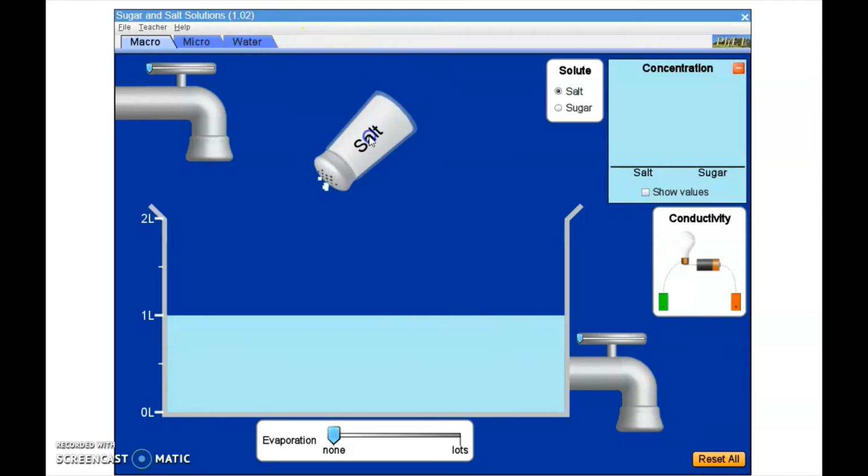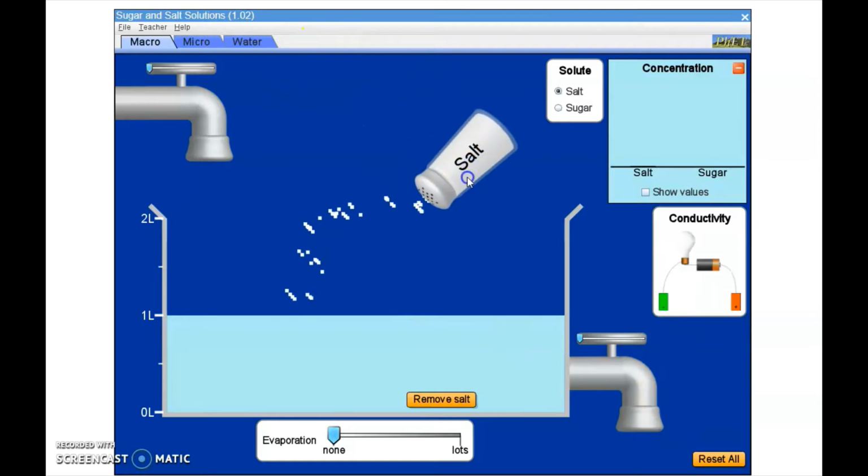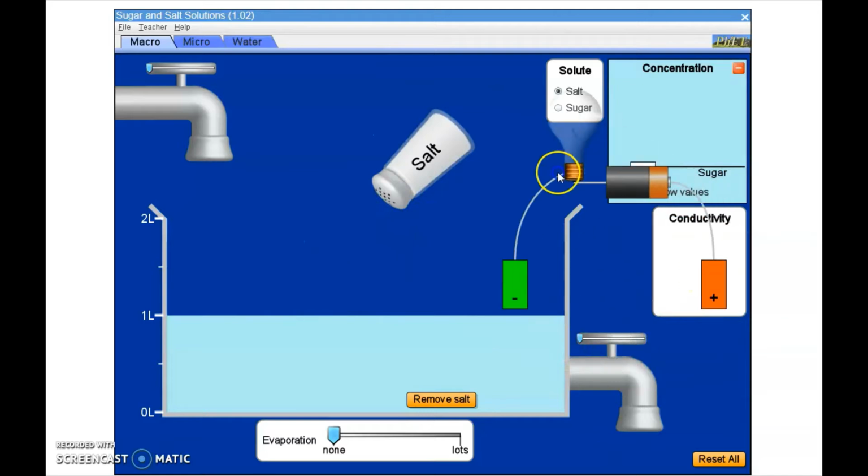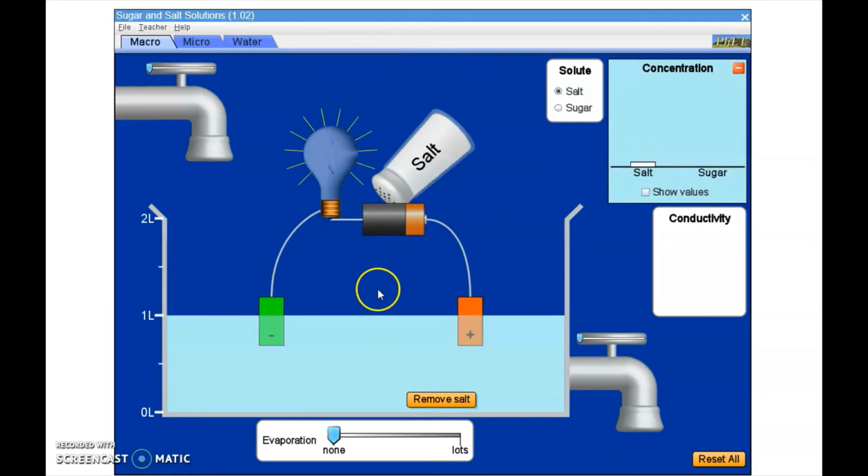Let's add some salt. Here's our salt. And then let's try the conductivity again. Okay, now the light bulb is lit. And that's because the water here, because of the salt, is able to carry the charge from the positive to the negative.